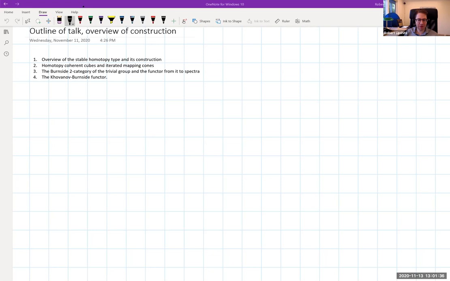What I'm talking about is joint with Tyler Lawson and Sucheet Sarkar. Okay, so here's the plan. For today's talk, we might not get through all of it, but we'll try. I want to briefly remind you what this stable homotopy refinement of Khovanov homology means, so what the structure is.